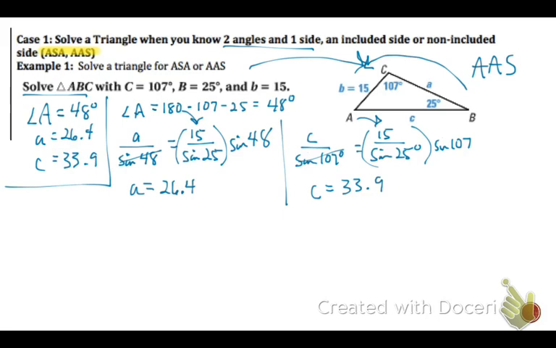Now you can always check for reasonableness of your answers in triangles. The order of smallest to largest sides should correspond with smallest angle to largest angle. Our smallest side is B, so 25 should be our smallest angle. Our next biggest side is A, so angle A is 48, which is the next biggest. And then the biggest side is 33.9, and that corresponds with the biggest angle.